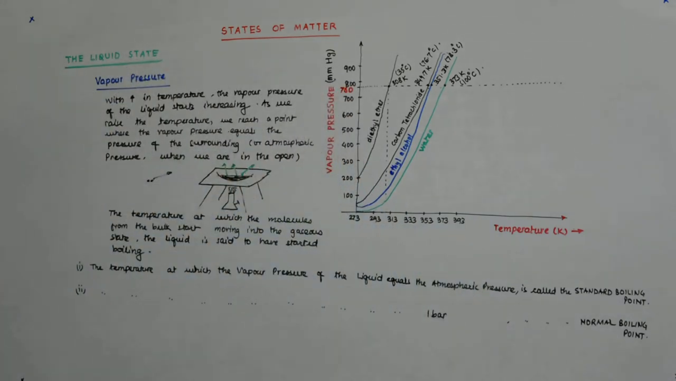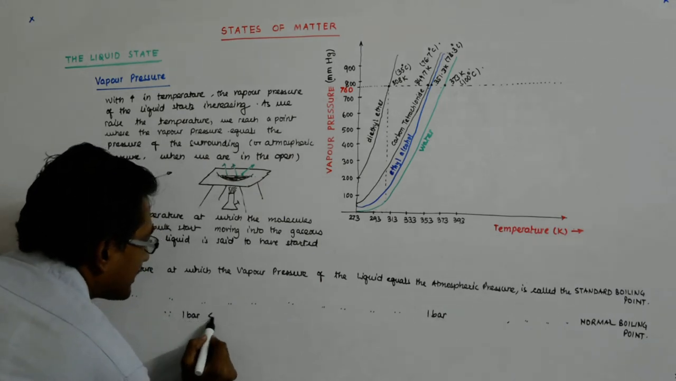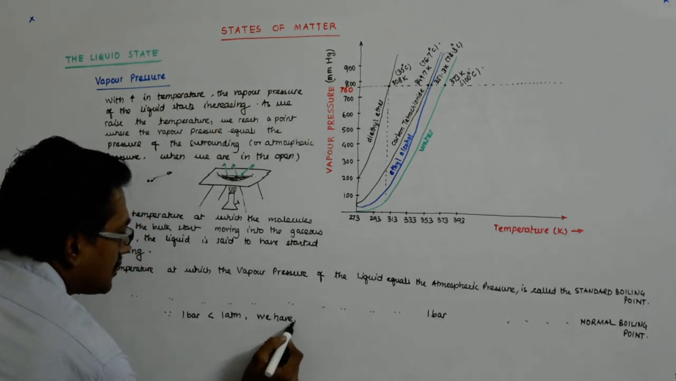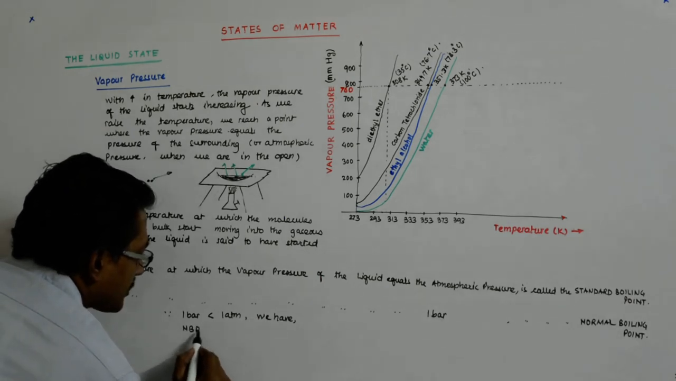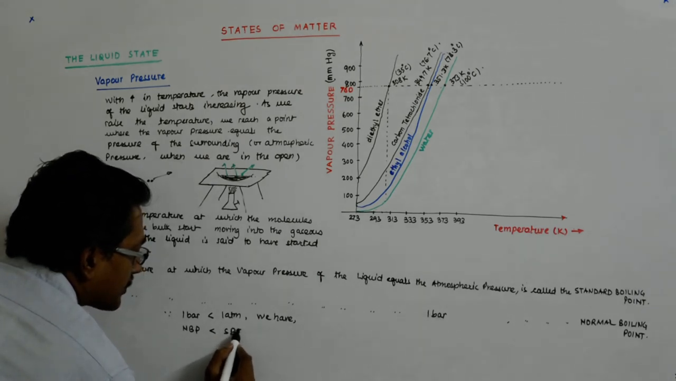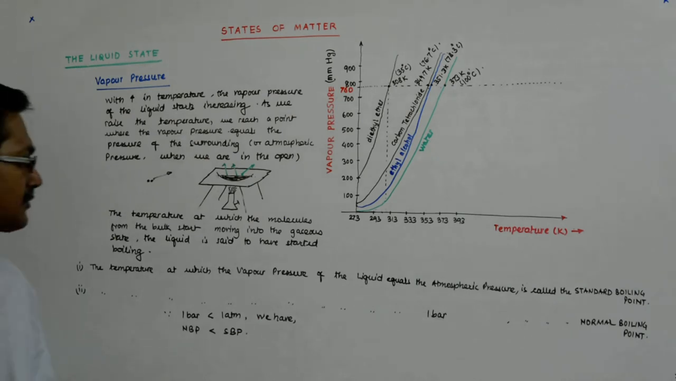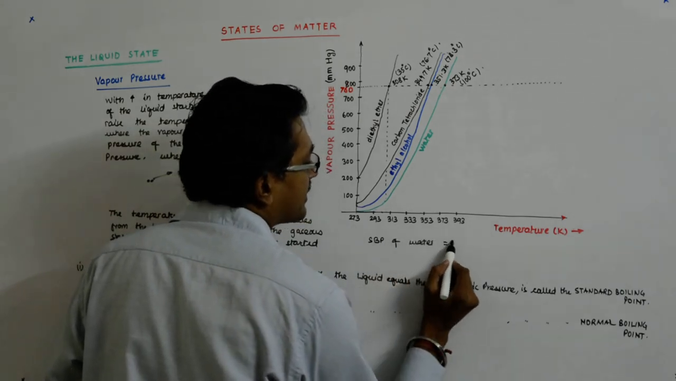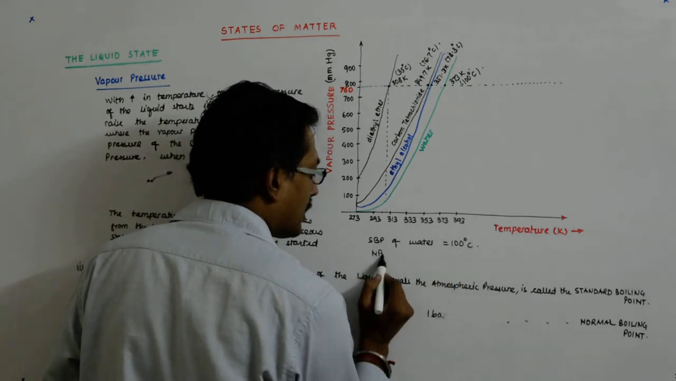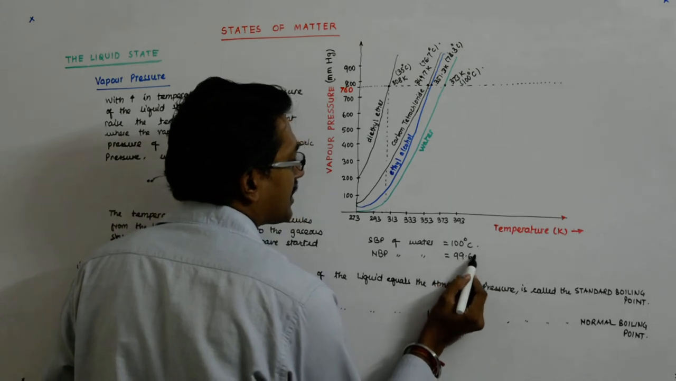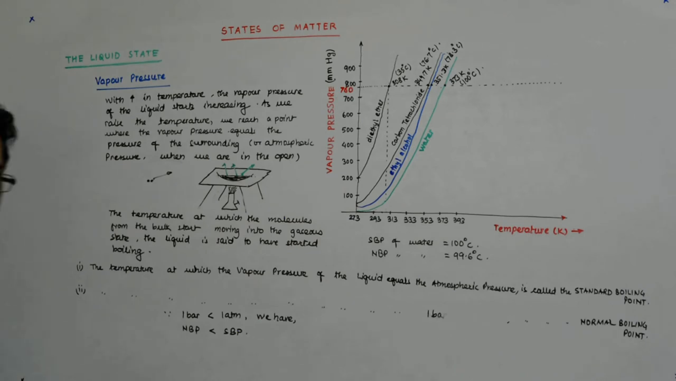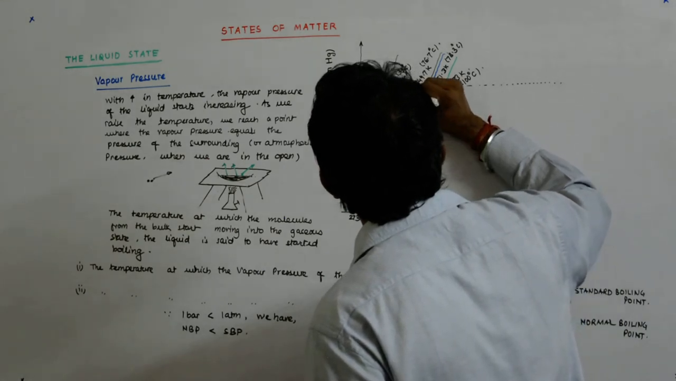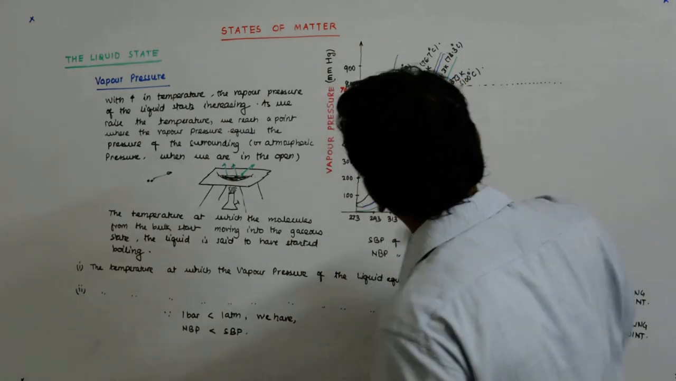Okay, since 1 bar is less than 1 atm, we have the normal boiling point being lesser than the standard boiling point. Okay. So what is the standard boiling point of water? 100 degrees centigrade. The normal boiling point of water is 99.6 degrees centigrade. Slightly less, because you see what happens? It reaches that point. Suppose this is 1 bar, then it reaches that point a bit earlier.